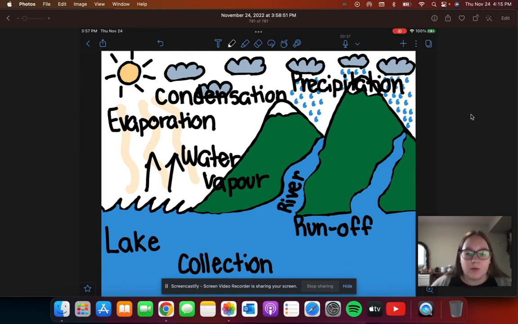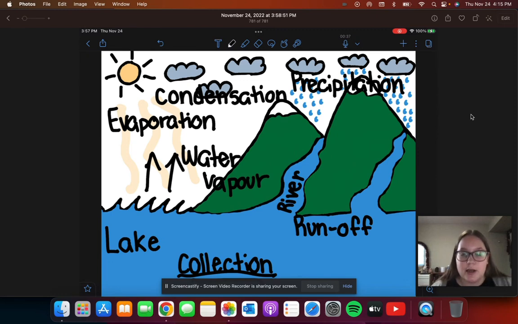So we're just going to run through the water cycle one more time together, okay? So we begin at collection, and collection is our lakes and our rivers. Even the puddles that you see on the street is collection, okay? And the sun's rays heat up our collected water through the process of evaporation.